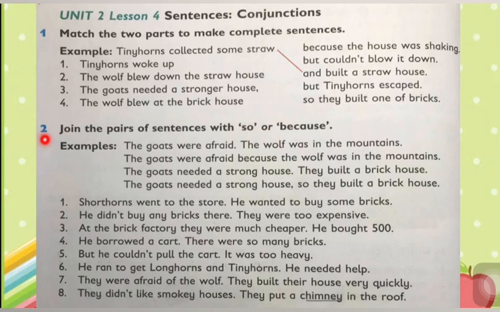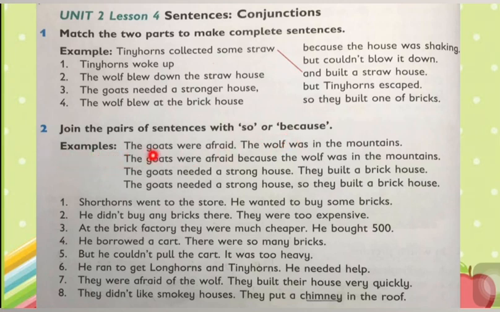Let's move to question number 2. Join the pair of sentences with so. Where we use so: whenever there is a problem and we have to connect the problem with the result, or whenever an effect or a result is given. The next conjunction we have to use is because. Whenever a cause is given in the next sentence, we join it with the first sentence by using the conjunction because. Some examples have already been done for you.